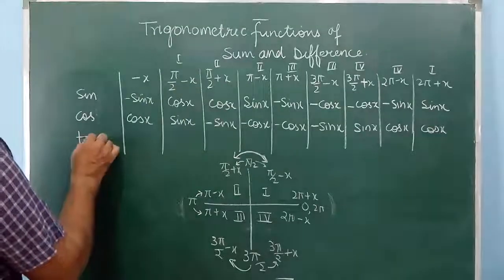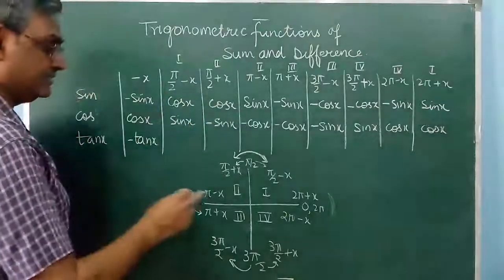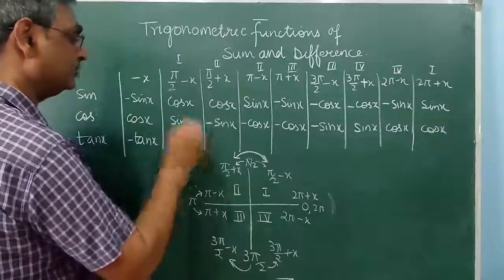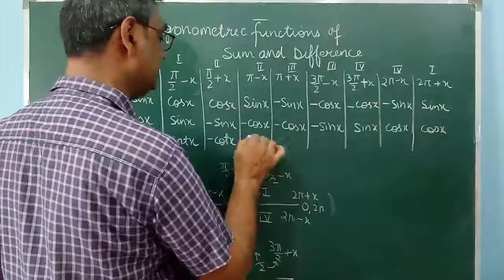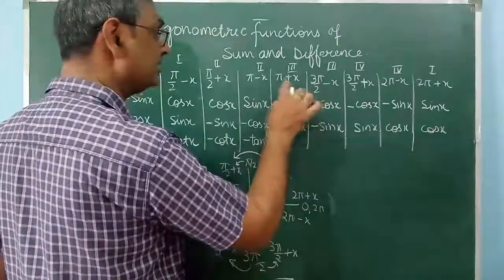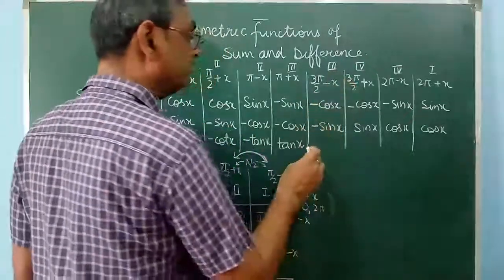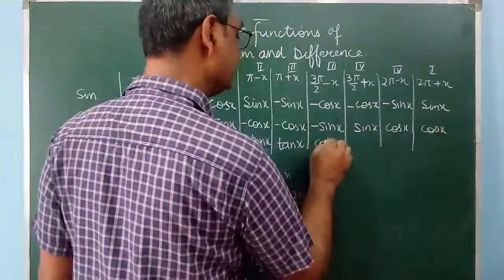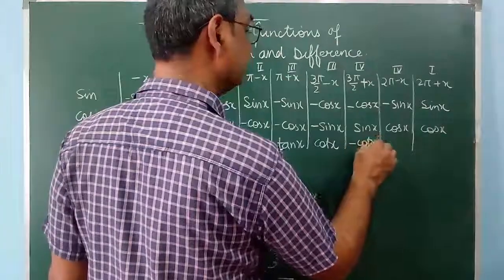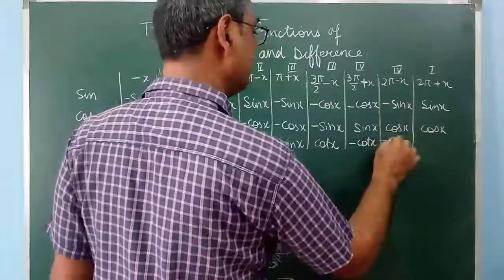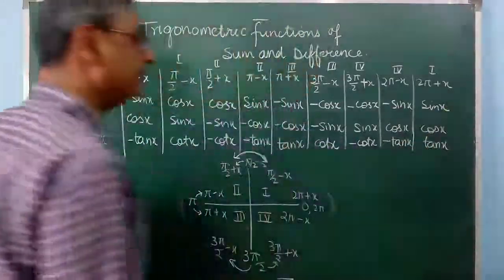Now comes tan. Tan minus x is minus tan x. Tan pi by 2 minus x, first quadrant, tan will change to cot. Here it will be minus cot. This is minus tan. Here, this is the third quadrant, so no change in sign, it will be positive. Here third quadrant, 3 pi by 2, so it is cot x. Here fourth quadrant minus cot x, here 2 pi minus x minus tan x, and here tan x. In the first quadrant all will be positive.